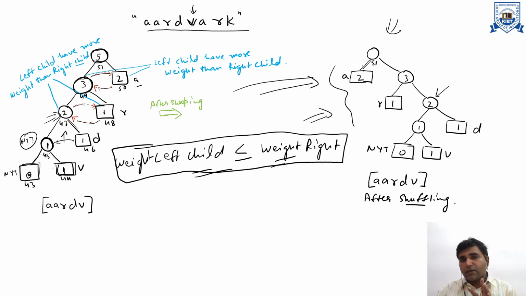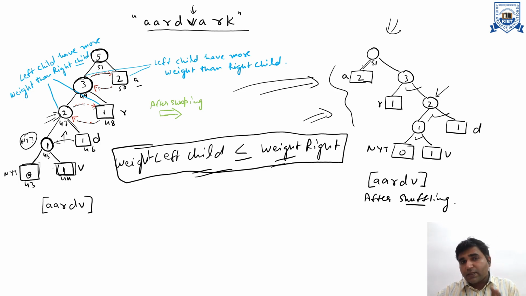Now just check the status of the weight values. Here the NYT node weight is 0 and the weight of this child is 1, so 0 plus 1 is 1, it's okay. Now here the letter D has weight value 1 and the intermediate node is 1, so 1 plus 1 is 2, it's okay. Now R has weight 1 and the other 2, so 1 plus 2 is 3, okay. Now A has the weight 2, okay.